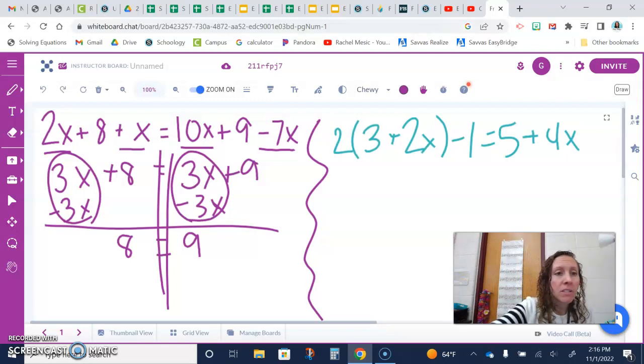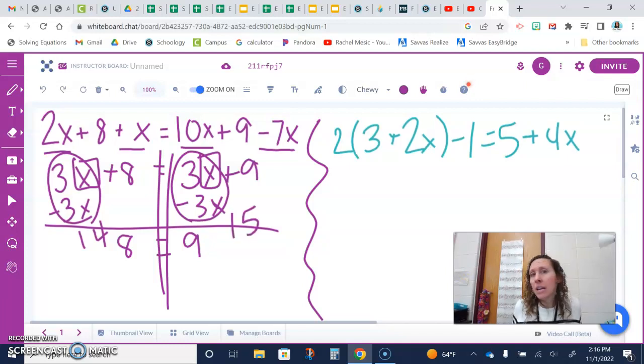So like if we replaced, I'm just going to go to this simplified step. If we replace this x with a 2, we would get 3 times 2, which is 6, and 6 plus 8, which is 14. And if we replace this one with a 2, we have 3 times 2, which is 6, and then 6 plus 9, which is 15. And 14 does not equal 15. So no matter what we choose for x, it's not going to work out.